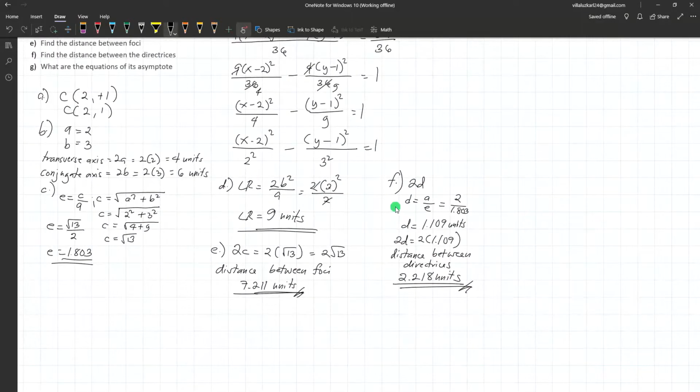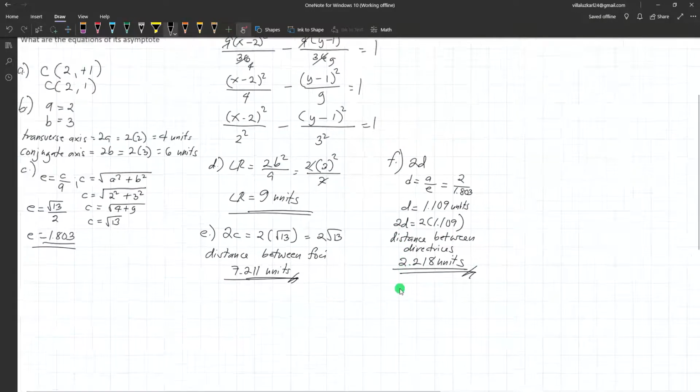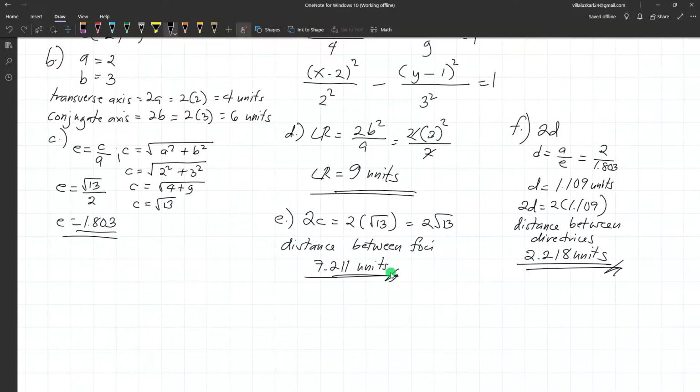Next, the equations of its asymptotes. I will just write it here, letter G: y minus k equals positive or negative m times (x minus h).